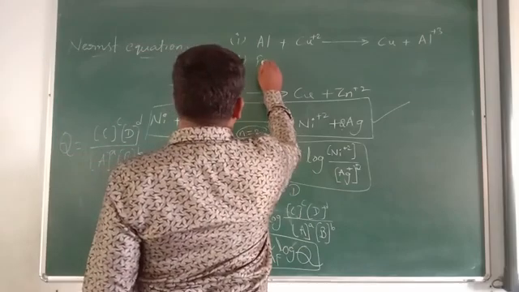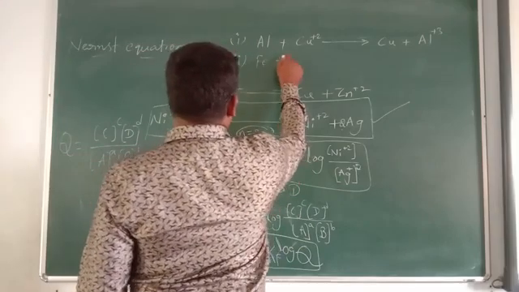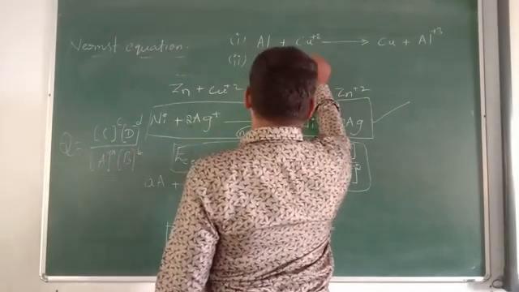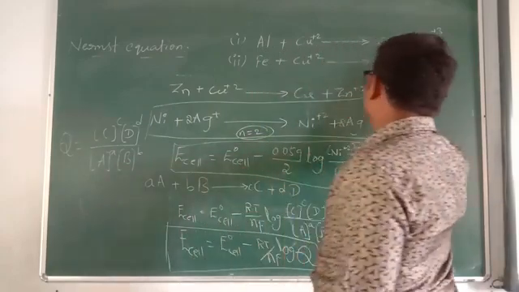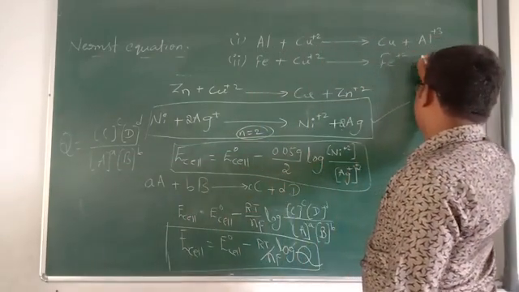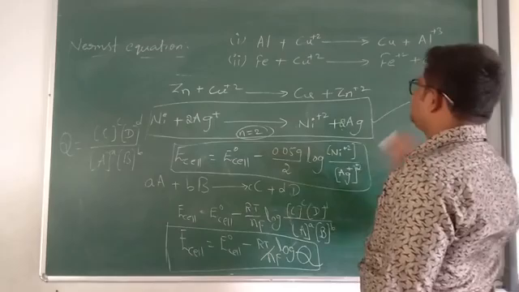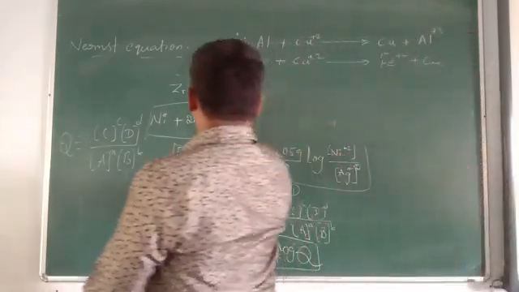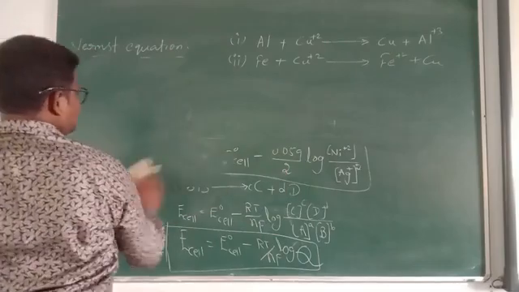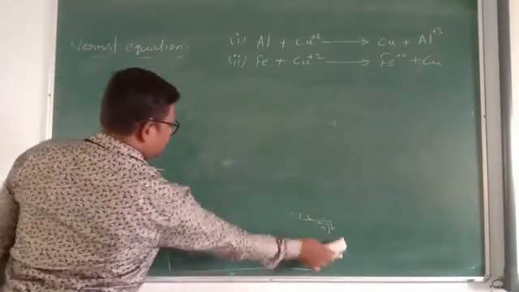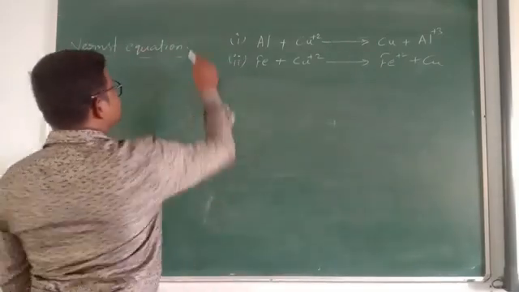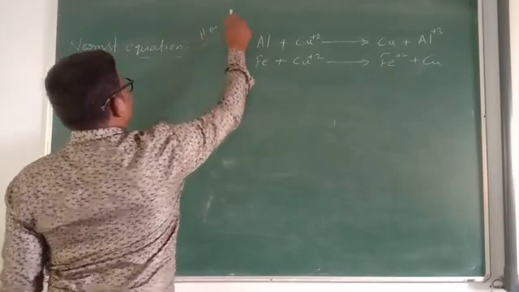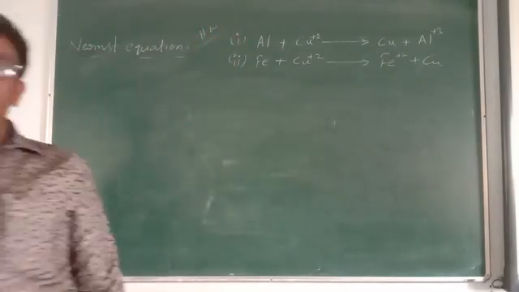Next, iron Fe reacts with copper 2 plus, forms Fe 2 plus plus copper. This is another cell. These two are your homework. You should complete these two equations and send them to me.